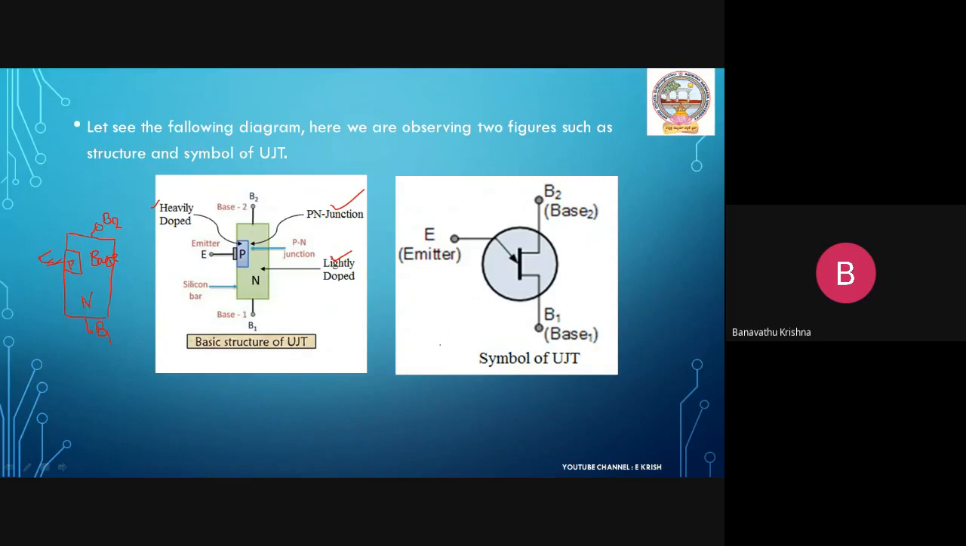Let us come to the symbol of UJT. This is the emitter terminal, denoted E. This is the base 2 terminal, denoted B2, and this is the base 1 terminal, denoted B1. The arrow makes an angle with the vertical line of the lightly doped N-type material. The arrow shows the flow of conventional current. This is how the UJT is formed, and this is the symbol of UJT.